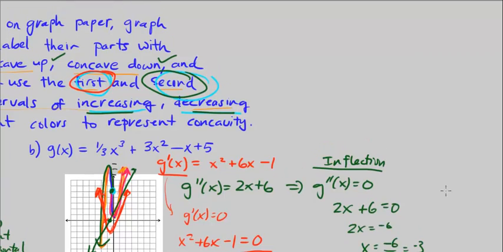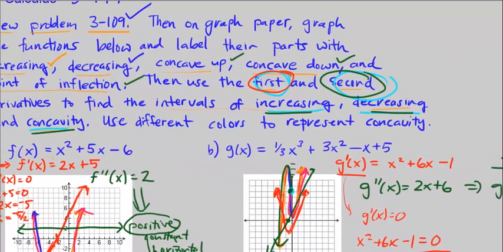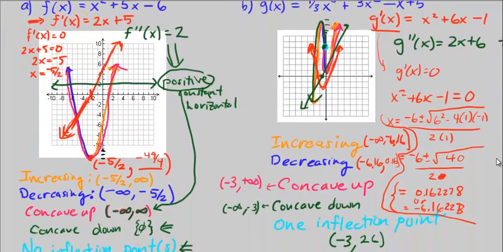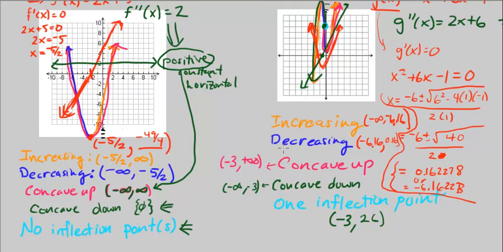So let's go ahead and make sure we answered all these questions. It's always helpful to look at the question again. We use the first and second derivatives to find the intervals where the original function was increasing, decreasing, concave up, concave down, and where the points of inflection were. I know it looks kind of messy, but we answered all the parts, both graphically and then algebraically using the first and second derivatives. So this ends CPM Calculus Chapter 3, number 149.